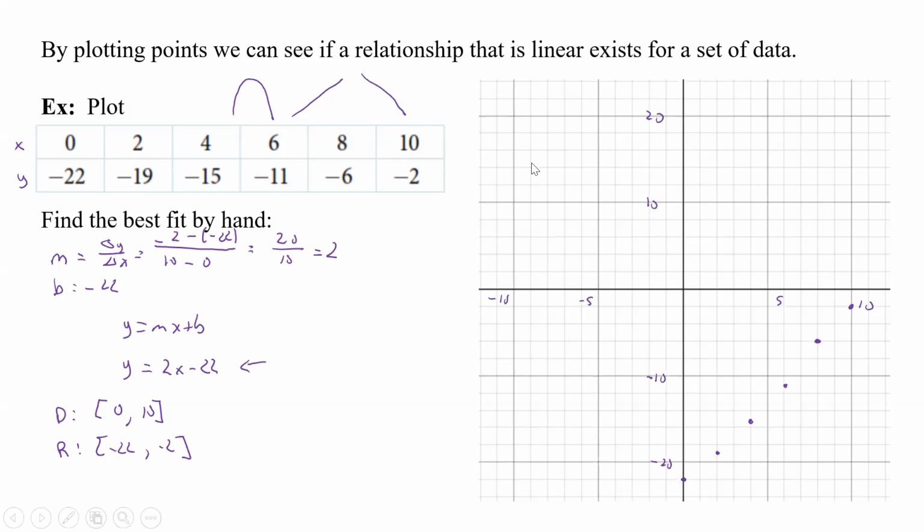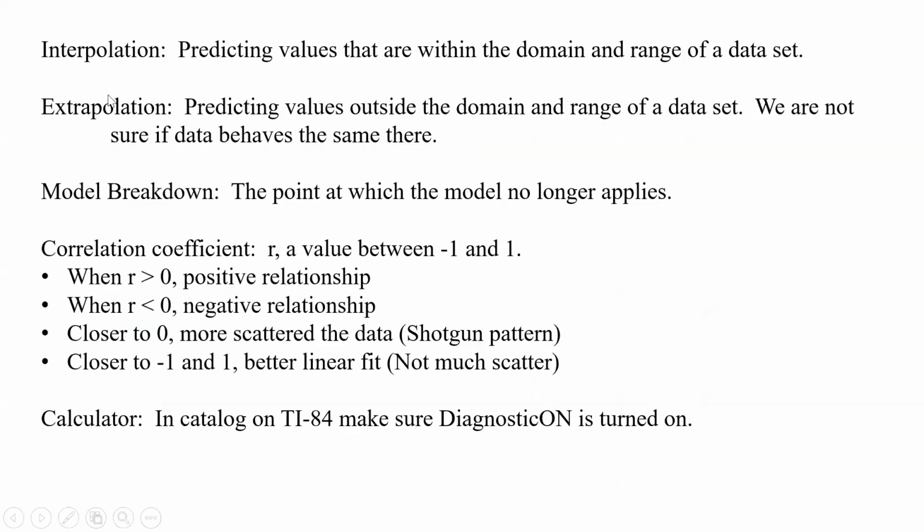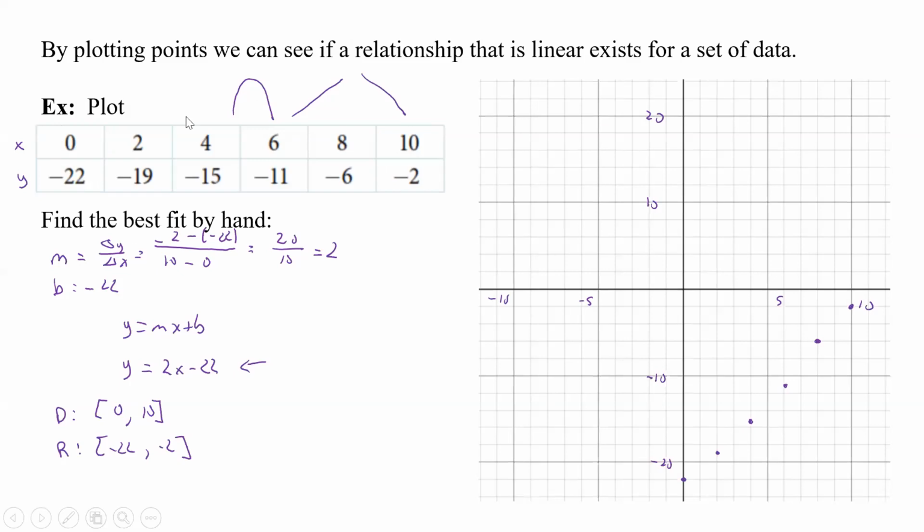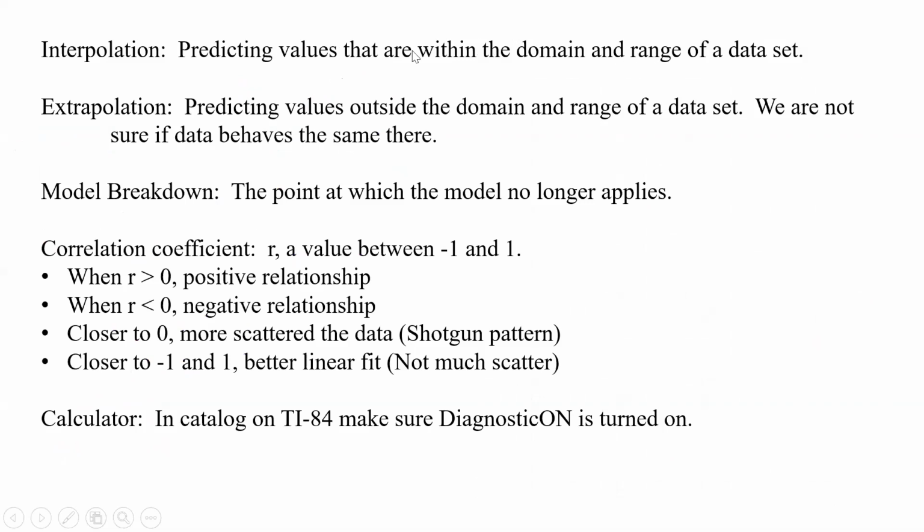And what that means is we're getting into the next part, which is interpolation versus extrapolation. So interpolation is we're predicting values that were within the domain and range of a data set. And so our data set in this case, the domain and range were from the first point to the last point, from here to here. And so predicting values that are within that data set range, that's called interpolation. And so that's where we know for sure the data should fit.